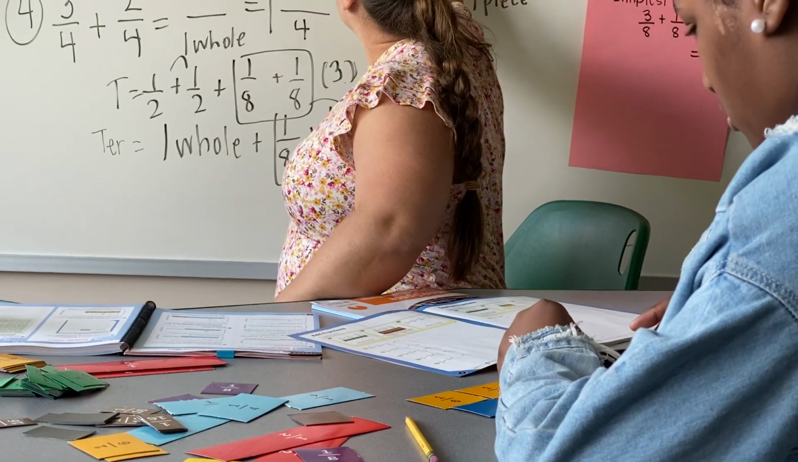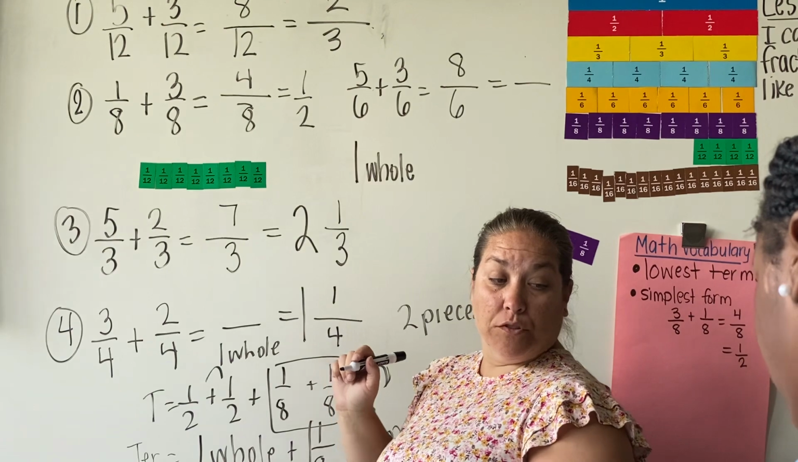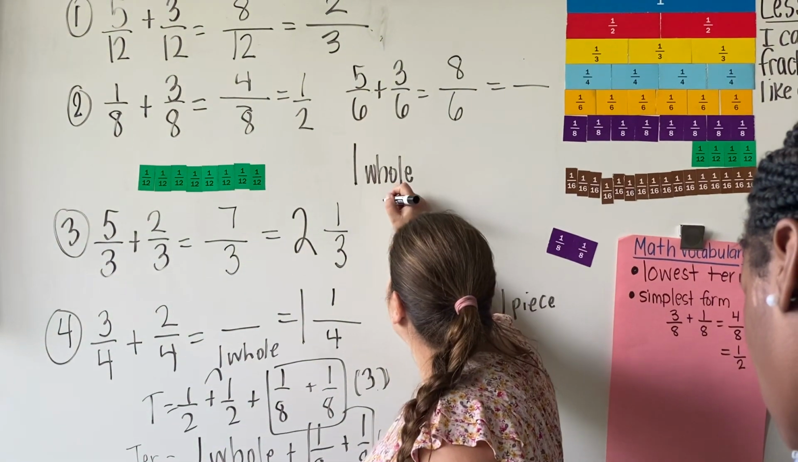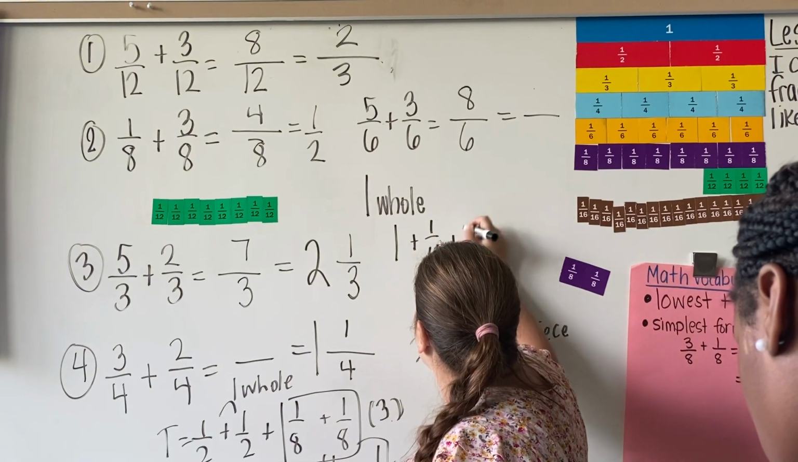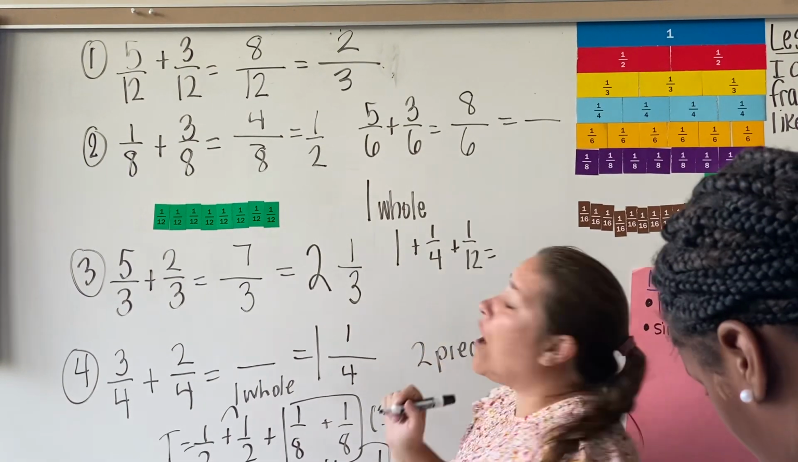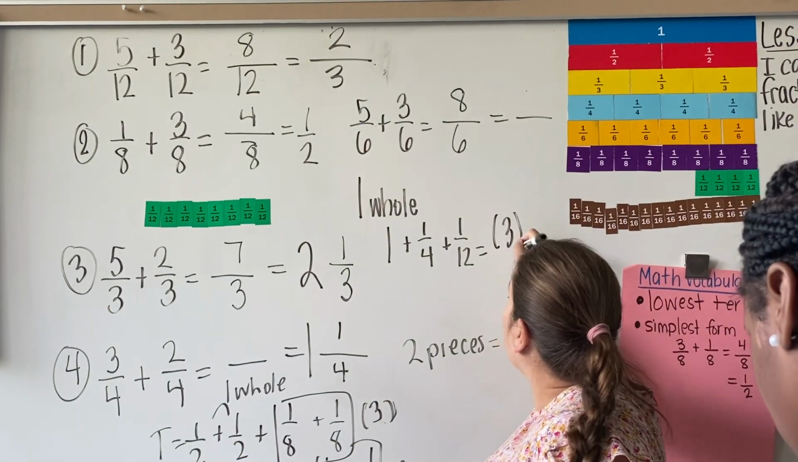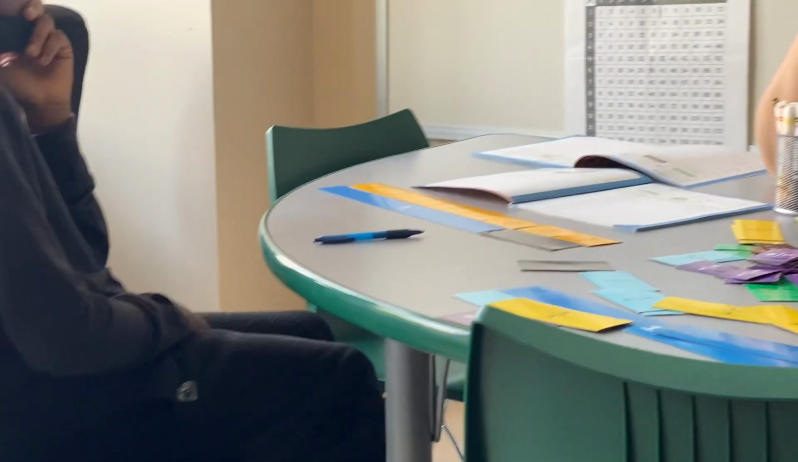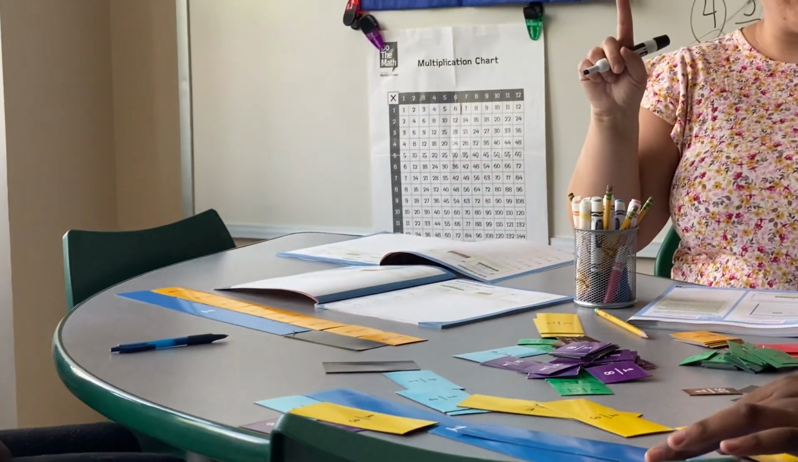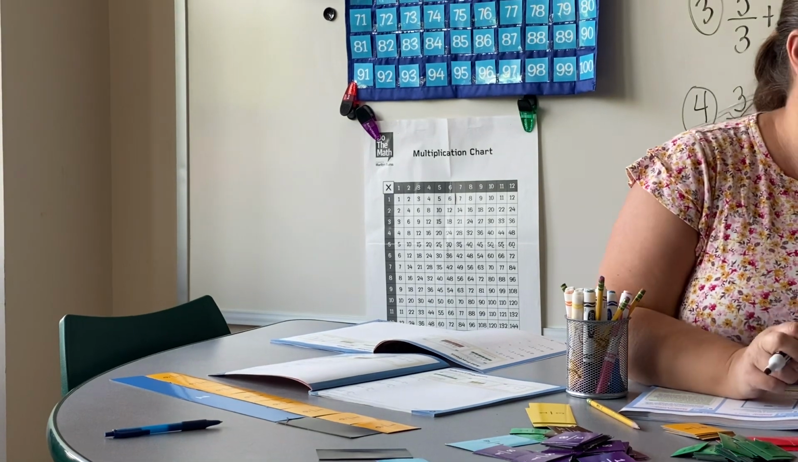Okay, now, Terrence, don't tell me yours yet. What did you decide to use? 1/4. Okay, so she said 1 whole plus 1/4 plus 1/12. How many pieces did you use? 3. You used 3. Okay, Terrence, don't turn yours over yet. How many pieces did you use? 2. All right, so who has the simplest form so far? The least amount of pieces. What do you think he used to trade out those? All right, flip yours over.